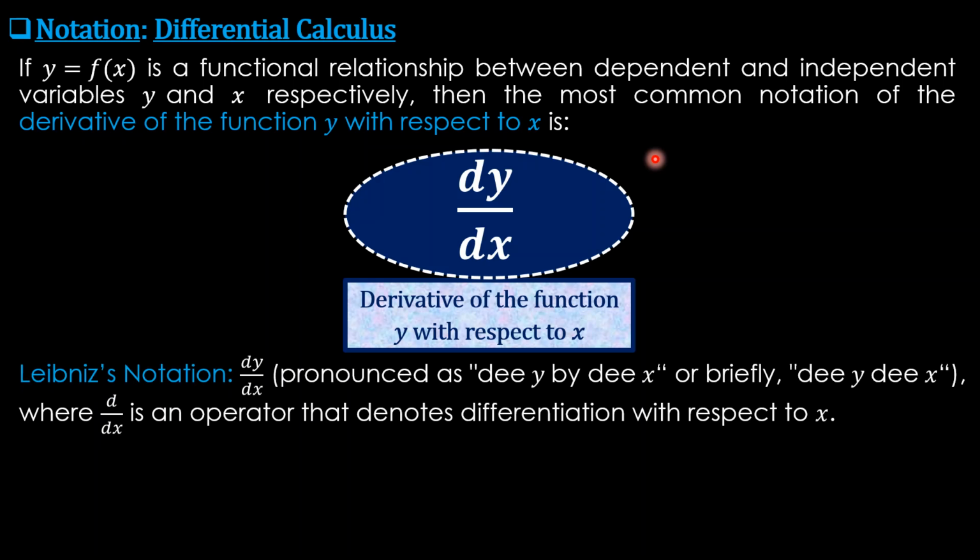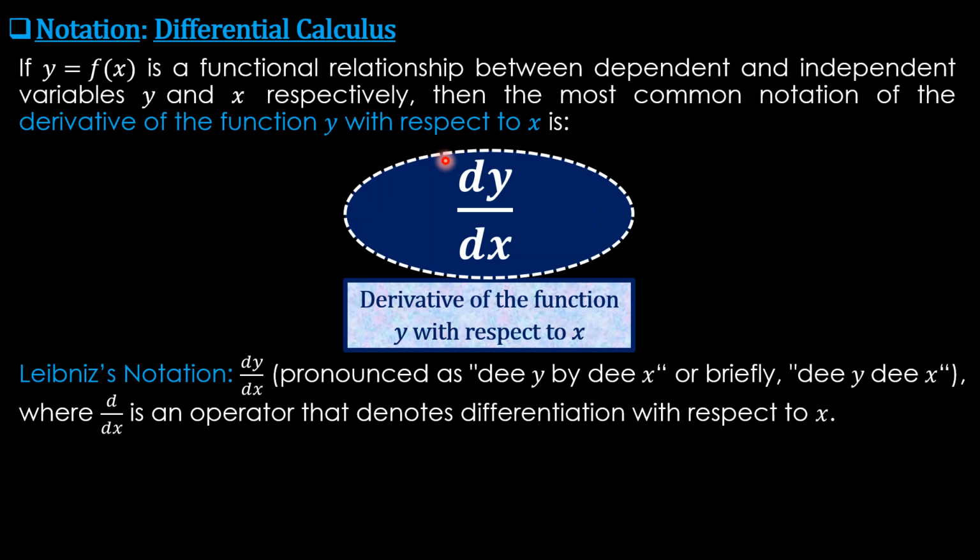Leibniz notation, dy dx. This is pronounced as dy by dx or briefly dy dx. We should not call it or pronounce it dy over dx. No, that is not correct. The actual pronunciation is dy by dx or dy dx, where d dx is an operator. We pronounce this as d dx. D dx is an operator that denotes differentiation with respect to x.